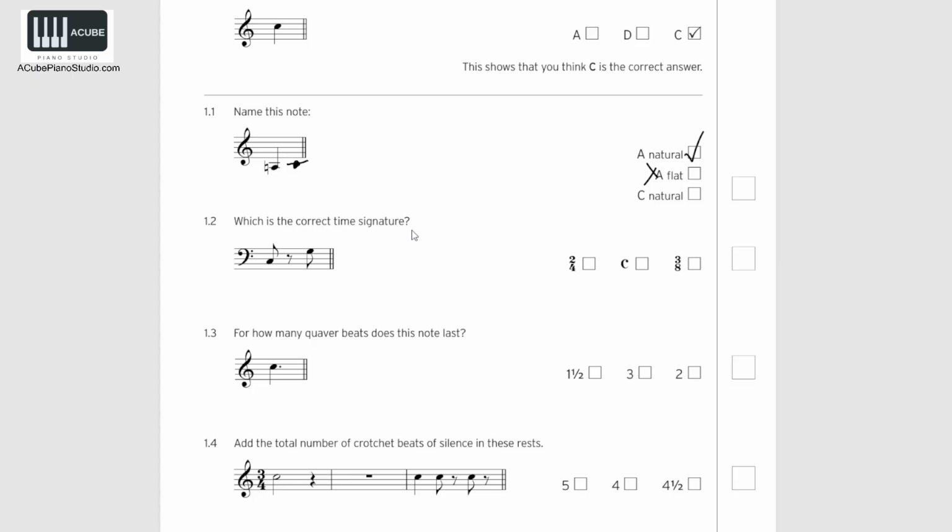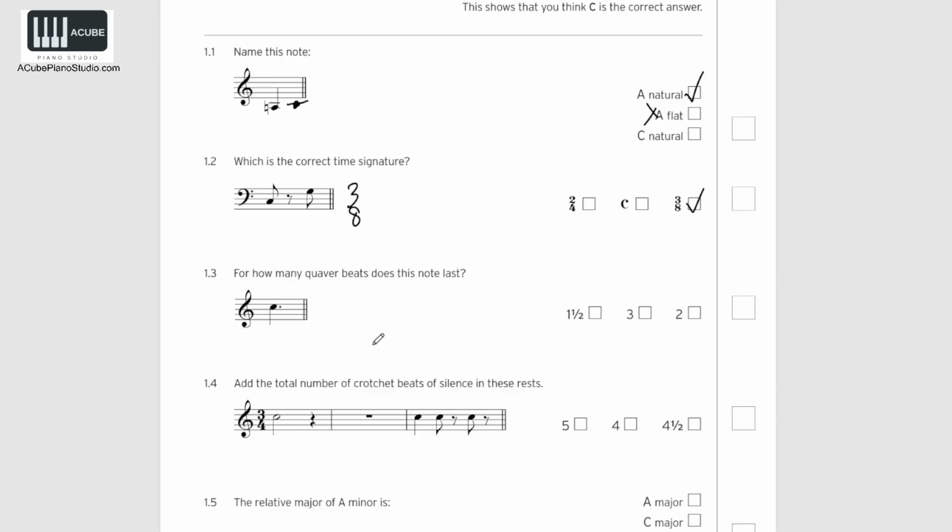Next, let's move on. Which is the correct time signature? If you look at this, these are basically 3 quaver beats. You cannot make it into crotchet beats because it is 1.5 crotchet beats. So we should count the beats in terms of quavers or 8th notes, so the bottom number should be 8. Because there are 3 quaver beats in the bar, the time signature is 3/8.